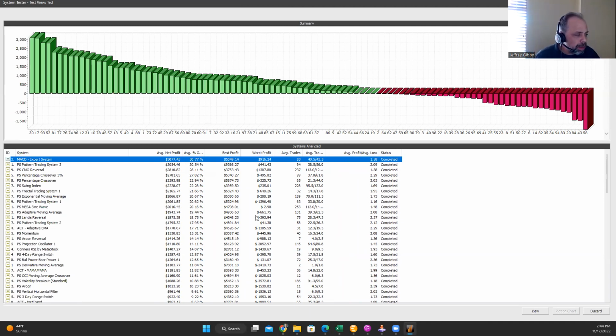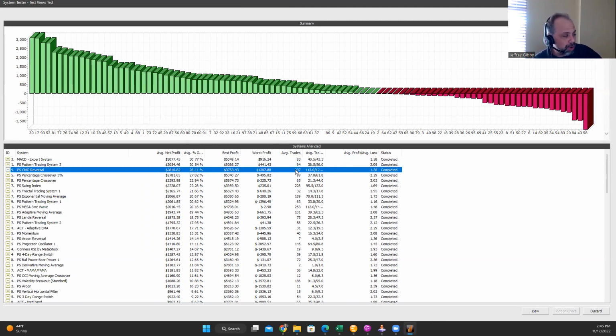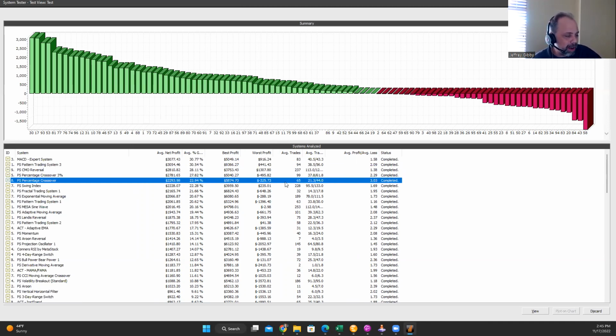Generally, you're obviously gonna wanna focus on systems that work well. I taught you a really good system today. Not stocks that don't work well, or systems or methods that don't work well. But for me personally, I also like to focus on how often it's trading. So 83 trades, 41 trades a year, is quite a bit, actually. I don't know that I would want to trade that often, but it's definitely better than 94 and 237. And some of the other options, this percentage crossover made 22%, and it only did 65 trades, which is quite a bit fewer than 83.